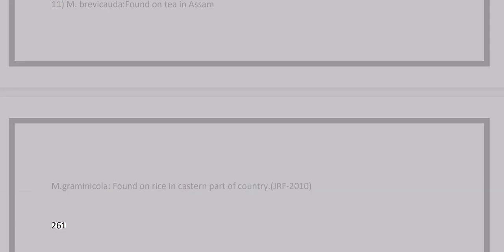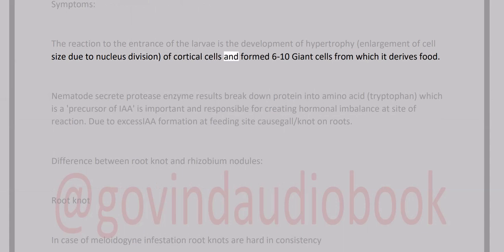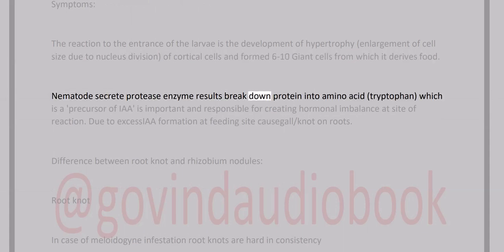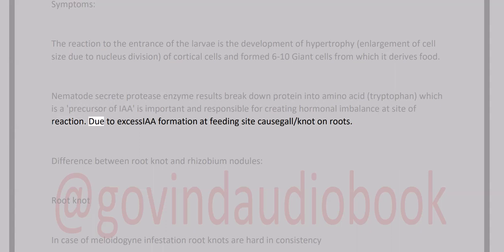Symptoms. The reaction to the entrance of the larvae is the development of hypertrophy, enlargement of cell size due to nuclear division of cortical cells, and it forms 6 to 10 giant cells from which it derives food. Nematodes secrete protease enzyme, which breaks down protein into amino acids. Tryptophan, a precursor of IAA, is responsible for creating hormonal imbalance at the site of reaction. Excess IAA formation at the feeding site causes galls or knots on roots.